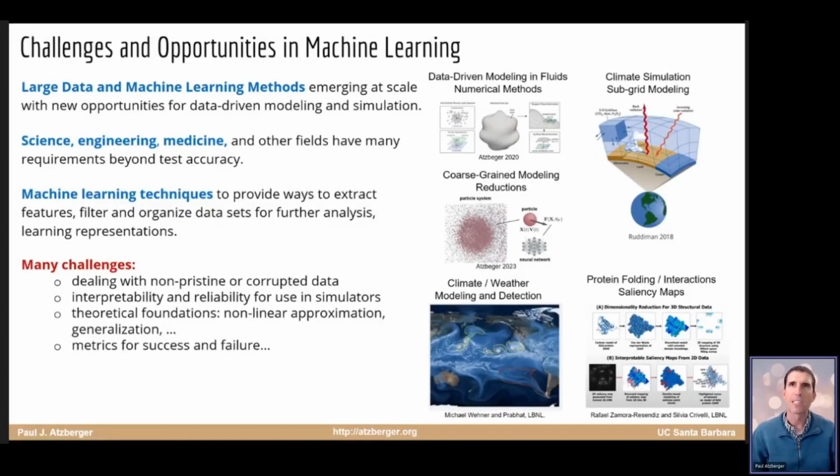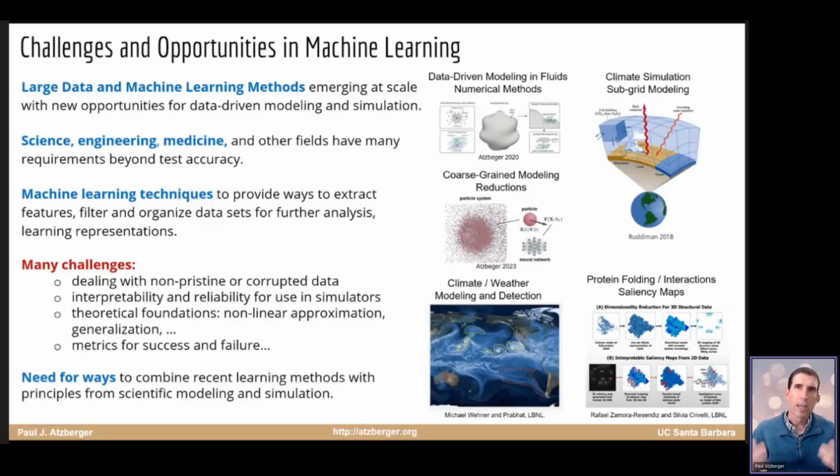There are lots of things I could say about this. As a quick summary, there are tremendous opportunities here for developing theoretical foundations, leveraging these nonlinear approximation approaches, which are somewhat novel in the deep learning context, and figuring out what the key factors are for generalization. We're also very interested in figuring out good metrics for success and failure in this context. There's a need for combining all of these exciting recent developments in the machine learning community with the principles that have been around for quite a while in the scientific modeling and simulation communities. There are some really big challenges there, but also some great opportunities.